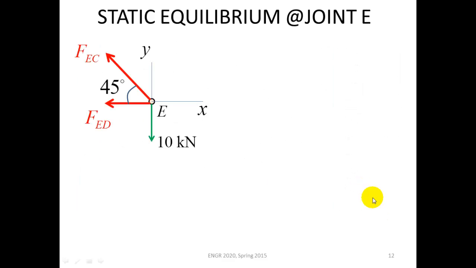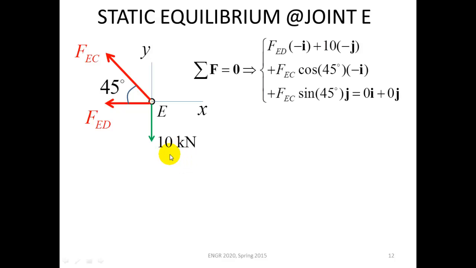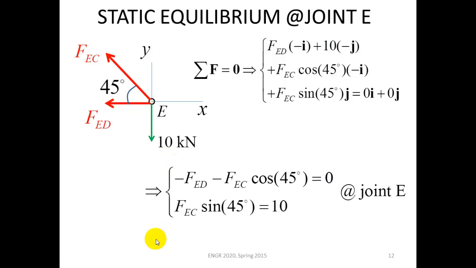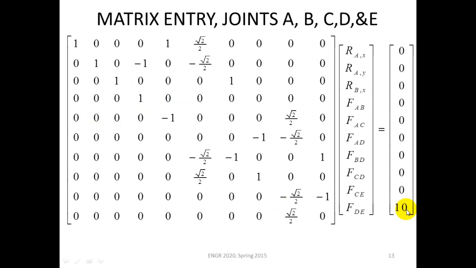Finally, joint E. Note that 10 kilonewton is the external force that is known as loading, and therefore it will appear on the right hand side eventually, like such. So note that 10 kilonewton is not written on the left hand side, it's written on the right hand side, and therefore in the matrix entry, here's where that 10 kilonewton load appears.